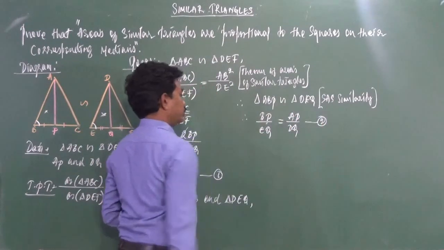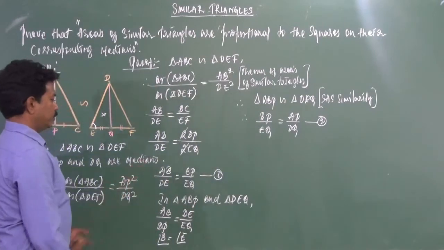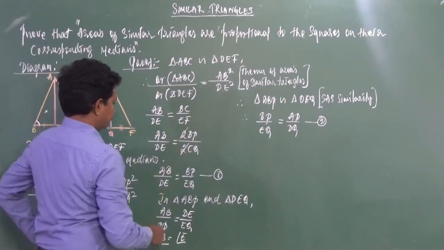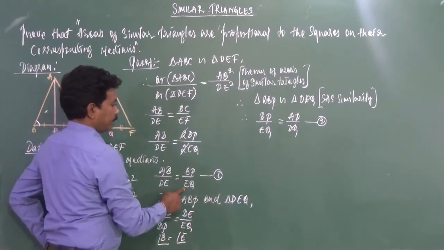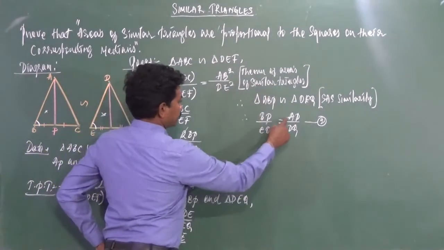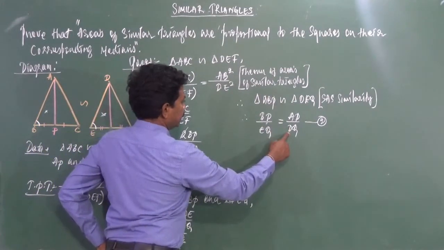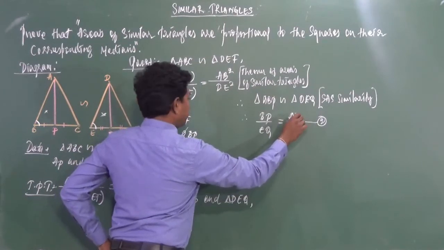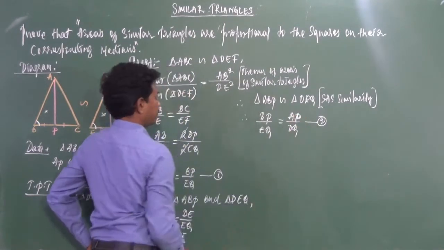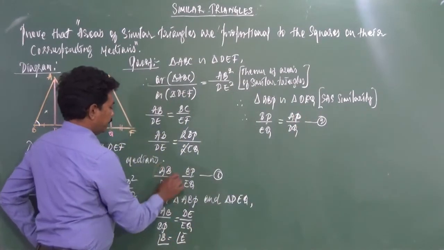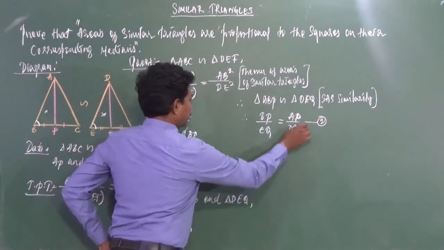Take it as equation 2. Now compare equation 1 and 2. So here AB by DE is equal to BP by EQ, and BP by EQ is equal to AP by DQ. Okay. So therefore, AB by DE will be equal to AP by DQ.